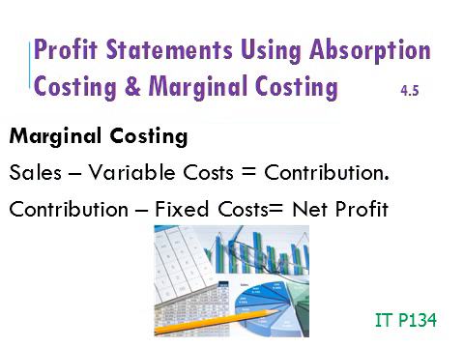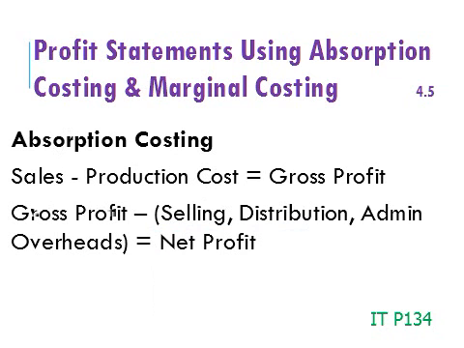A profit statement using the marginal costing system will be: sales, less variable costs, equals contribution. Contribution, less fixed costs, equals net profit. A profit statement using the absorption costing system will be: sales, less production cost, equals gross profit. Gross profit less selling, distribution and administration overheads, equals net profit.